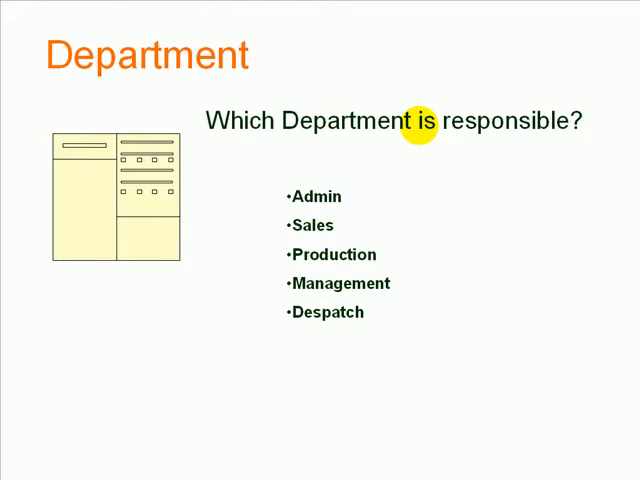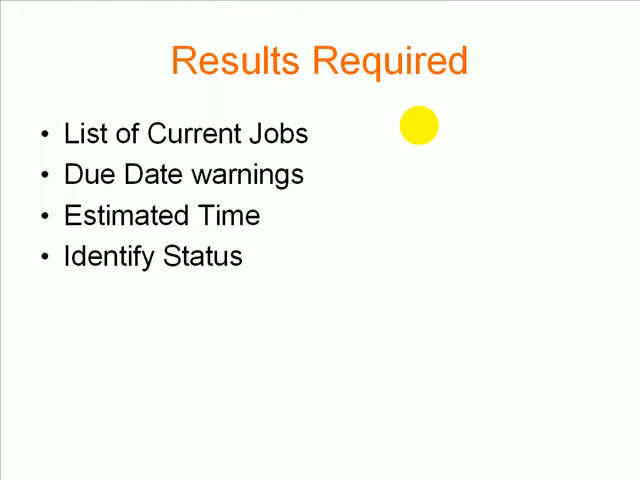So these 3 areas of status, staff and department can all be set up inside SoEasy and then managed. Departments, though, are not covered in this particular video because it's a different module. The results we're aiming for is that we want to be able to see a list of current jobs, we want the due date warnings, we want to know the estimated time, and we want to identify the status. Let's see how all of this glues together inside SoEasy's Enterprise version.